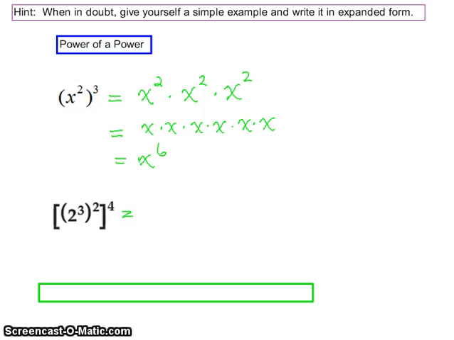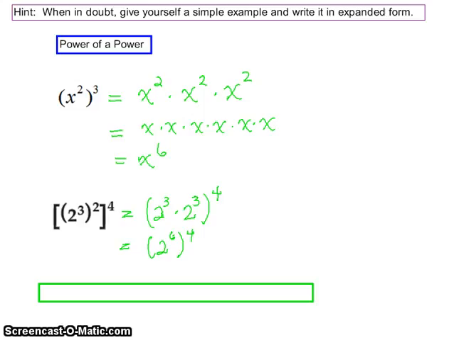What about this one? This looks really complicated, but let's start inside the parentheses. We have 2 to the third multiplied times itself twice. So now we have 2 to the third times 2 to the third, to the fourth. So what's 2 to the third times 2 to the third? Well, that is equal to 2 to the 6th. So 2 to the 6th to the 4th.